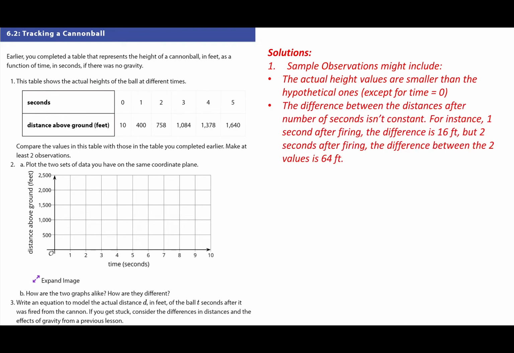Also, the difference between the distances after the number of seconds isn't constant. For instance, 1 second after firing, the distance is 16 feet. So our hypothetical was 416, and the actual is 400. So that means that the difference is 16 feet. But after 2 seconds, it's actually 64 feet apart, our predicted or hypothetical value, and then the actual value.